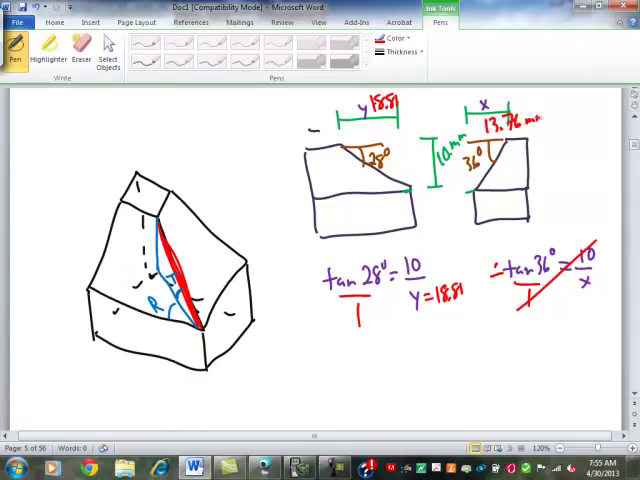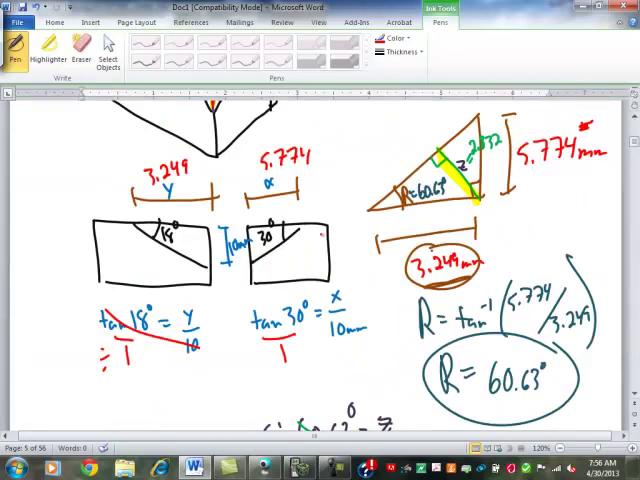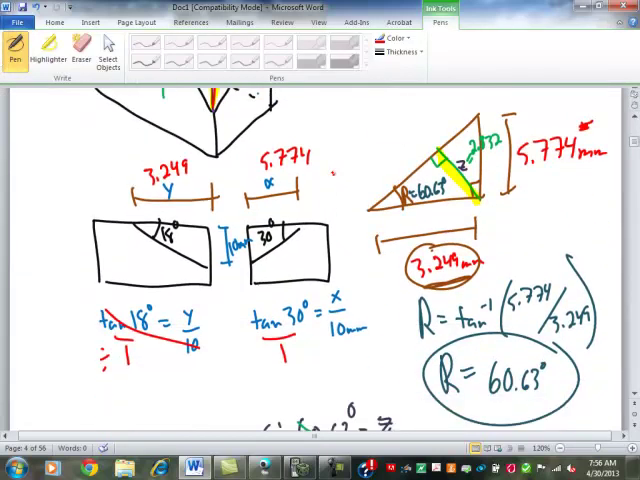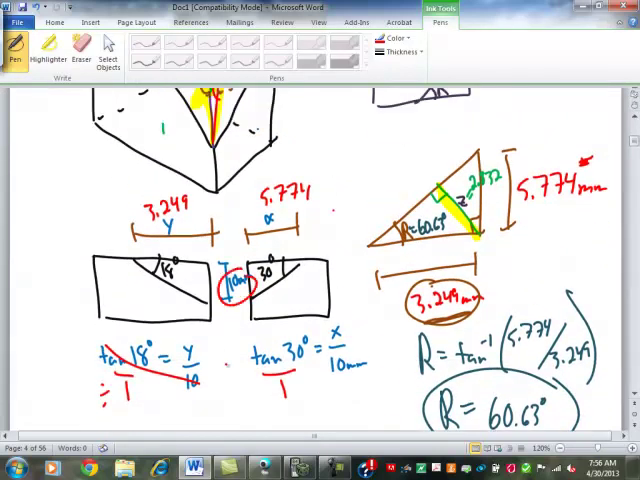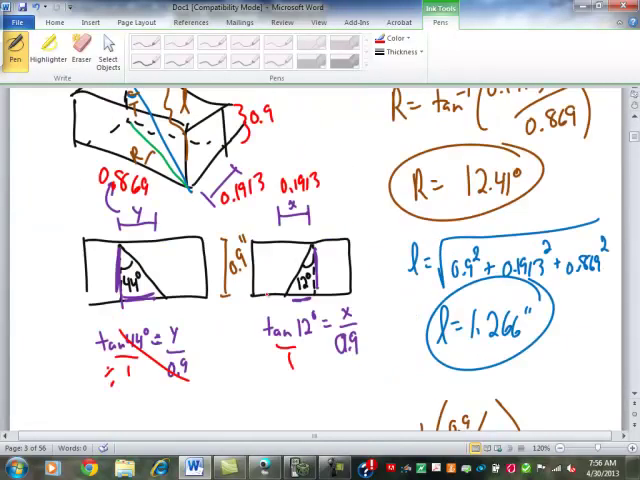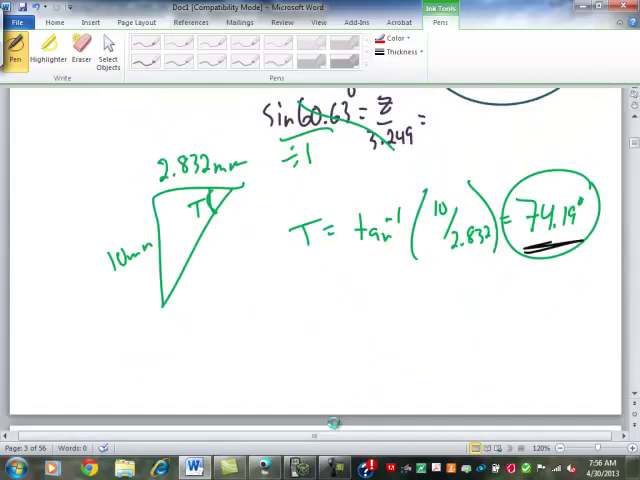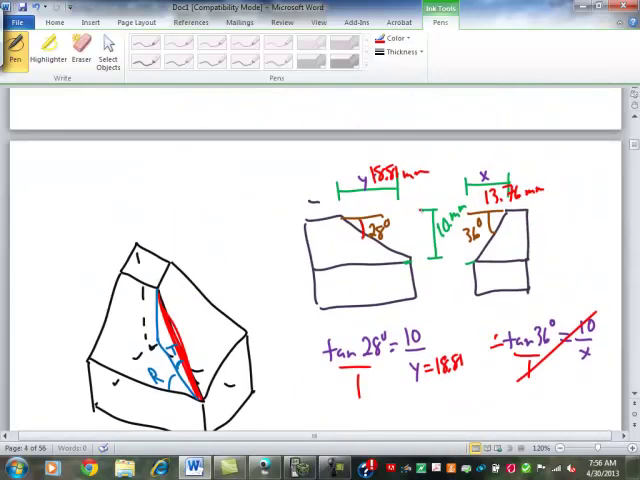Does 10 go over y or y go over 10? It's always opposite over adjacent. See now, in the one we did up here, let's see, where was it? Here, this was the opposite side, so x went over my depth. On this one, the angle is here, so now the opposite side is the depth, so it's the depth over x or depth over y. Okay?